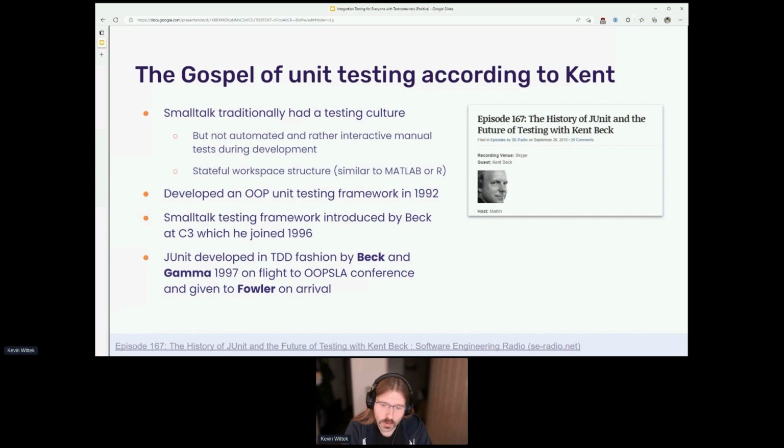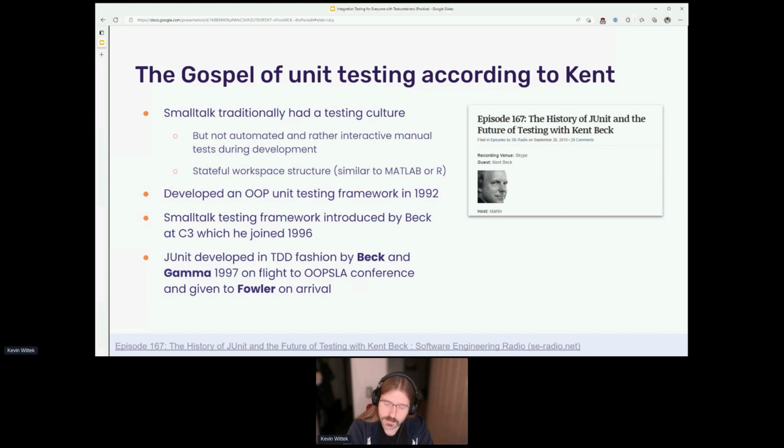The tests you would normally run by hand are now the methods of our test class. And instead of printing out state or checking state manually, you're using assertions. And that's the starting point, the seed of unit testing frameworks, how we know them today. This Smalltalk testing framework was then also introduced by Kent Beck in the famous C3 project.